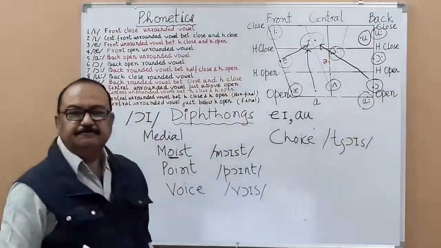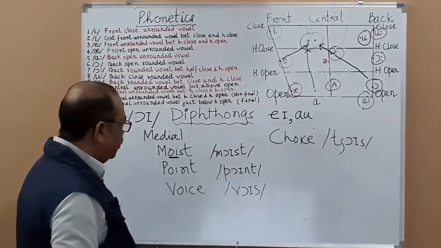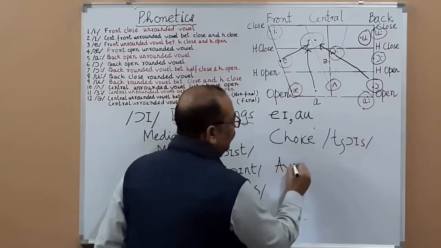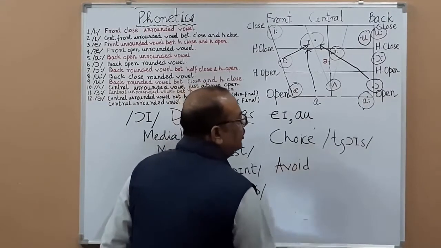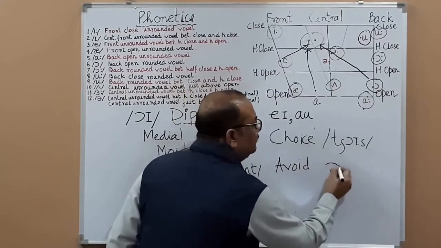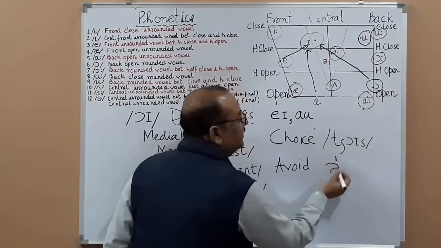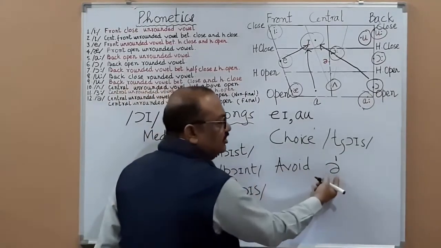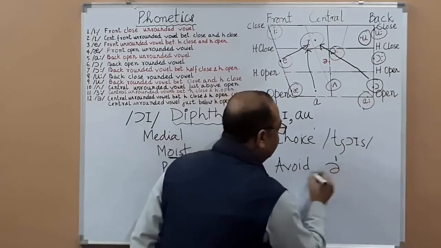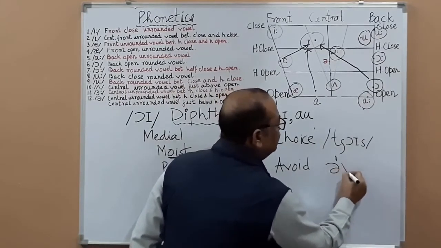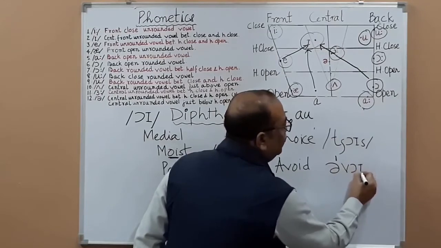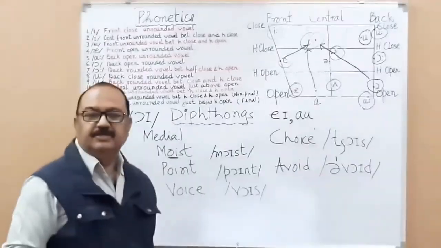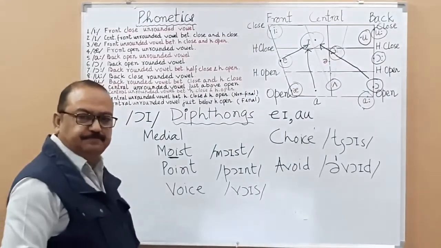Yes. Avoid. Okay. Avoid you can take. Yes, nice. Avoid you write with schwa. You begin with schwa. And then I told you that schwa occurs in unstressed syllables. So this is an unstressed syllable. And then you avoid: v, OE, d. Avoid.